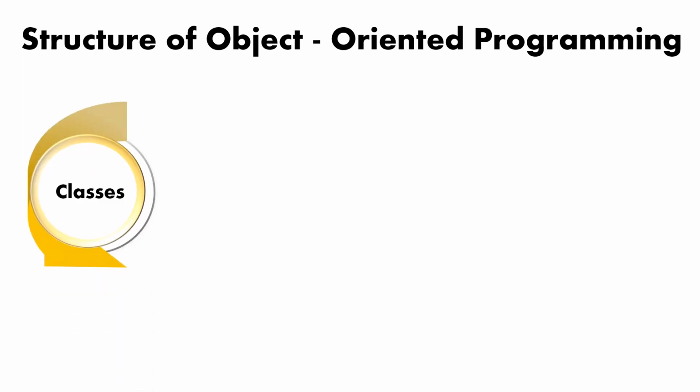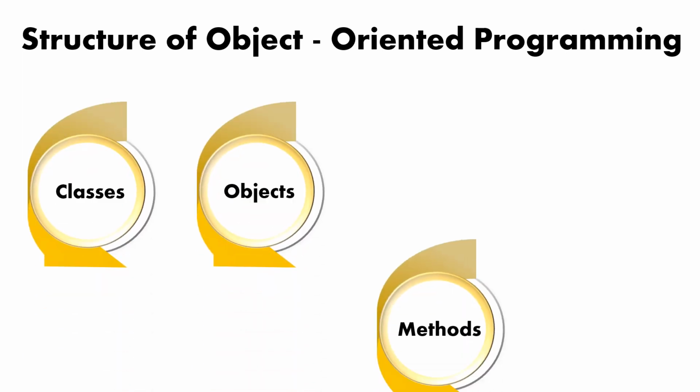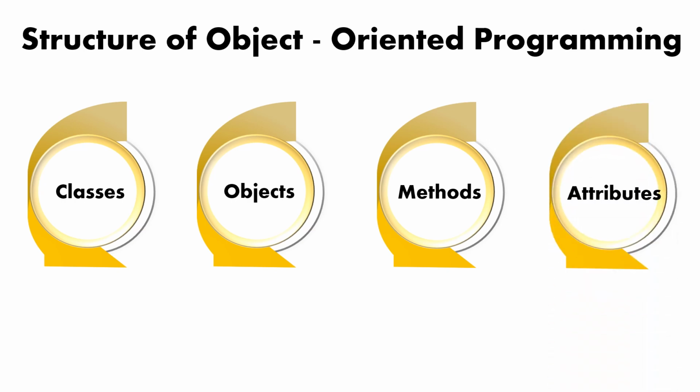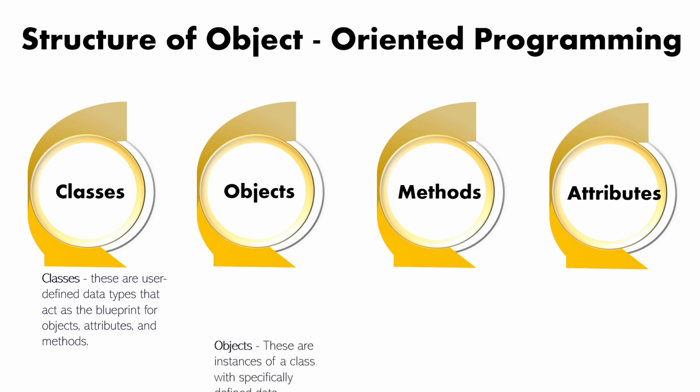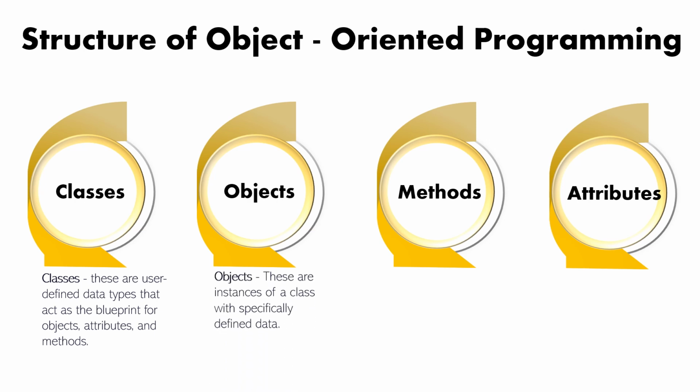The components of object-oriented programming: classes, objects, methods, and attributes. Classes, these are user-defined data types that act as the blueprint for objects, attributes, and methods. Objects, these are instances of a class with specifically defined data.